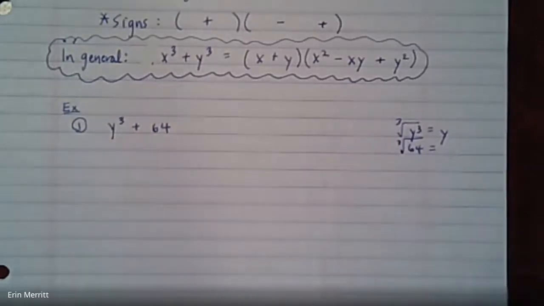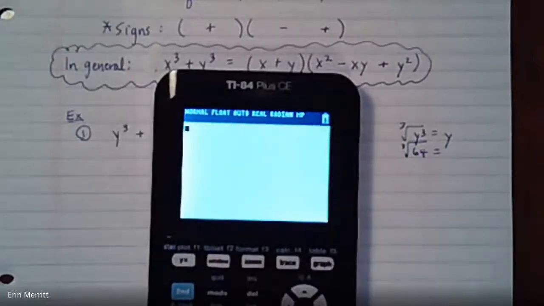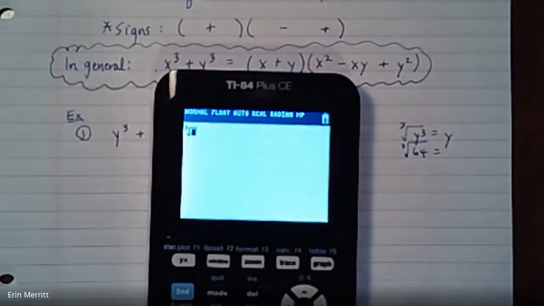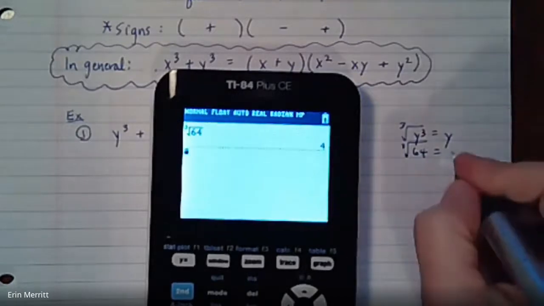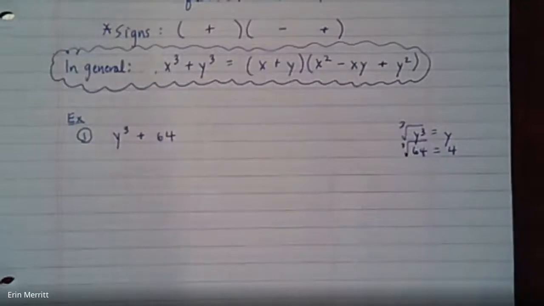If you're not sure, grab your calculator. As a little reminder, it's helpful to know where that cube root button is. It's under the math key, and then go down to choice 4. So the cube root of 64, and that comes out to be 4, because that literally means 4 times 4 times 4. That gives us 64.